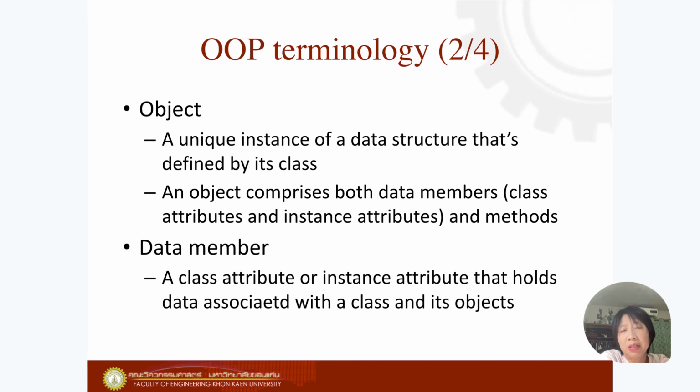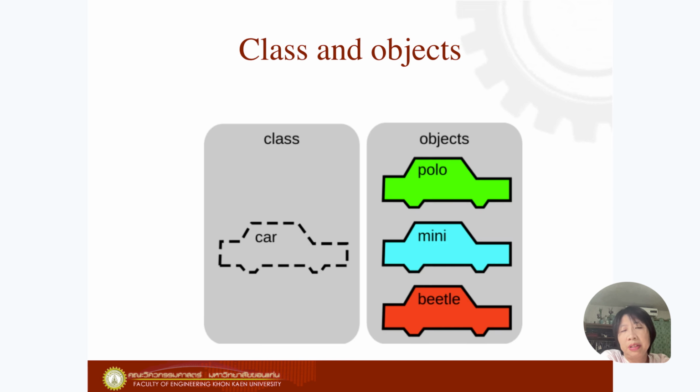What is an object? An object is a unique instance of a data structure of a class, right? A data structure that's defined by its class. An object comprises both data members and methods. And a data member is a class attribute or instance attribute that holds data associated with a class and its objects.